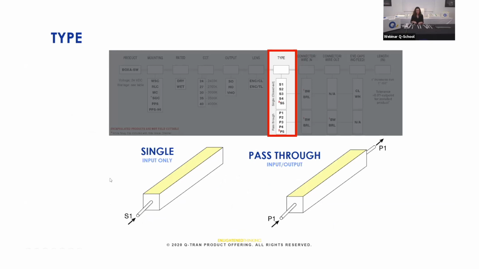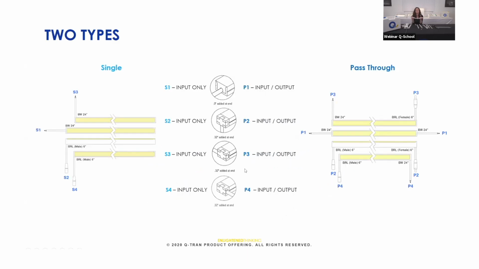So there are two basic types of fixtures. Single, which is input only, which means it has a power feed in and nothing coming out, and pass through, which has both power in and power out. Yes, there are multiple types of that we're going to cover here in the next couple of minutes.